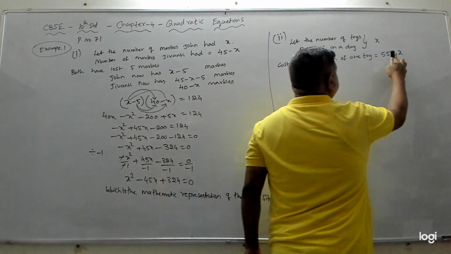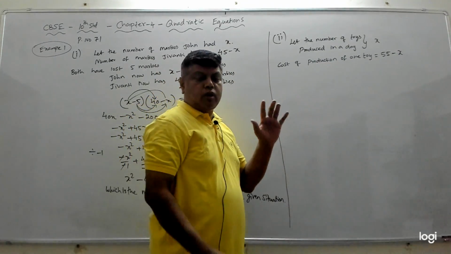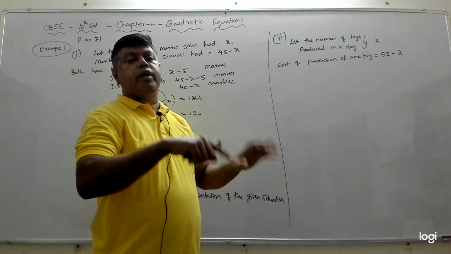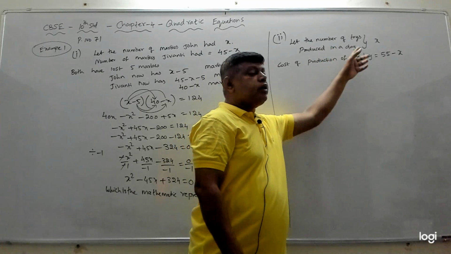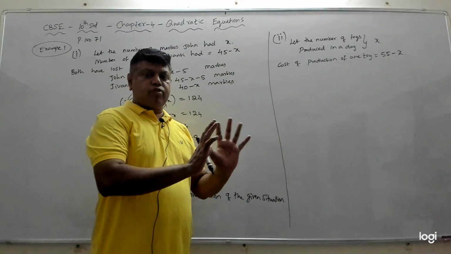Right? So what they have said, the cost of production of one toy, that is given in the question. Cost of production of one toy is equal to 55 minus the number of toys produced in a day. And we assume the number of toys produced in a day as X. That we don't know. We have assumed it as X.